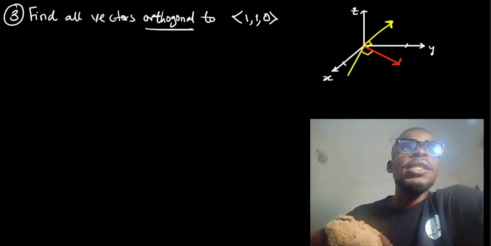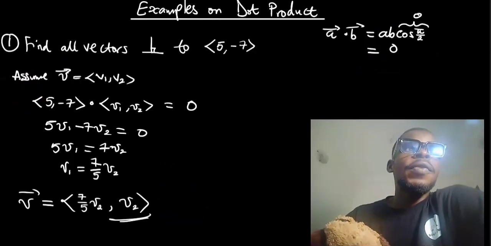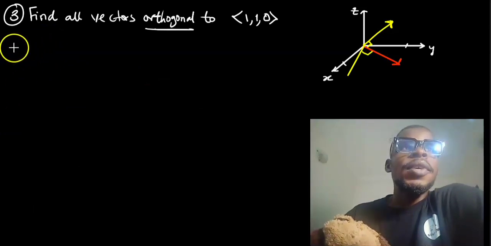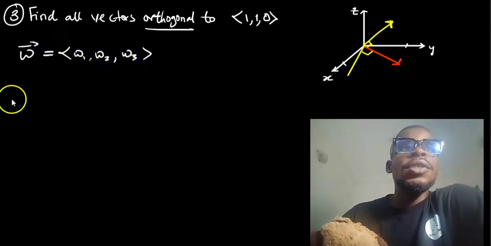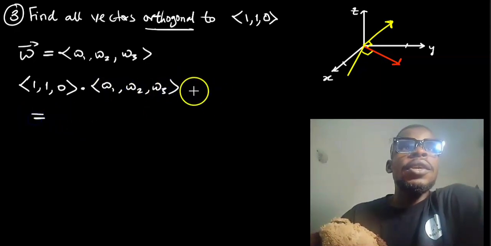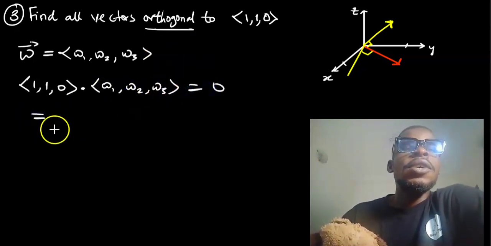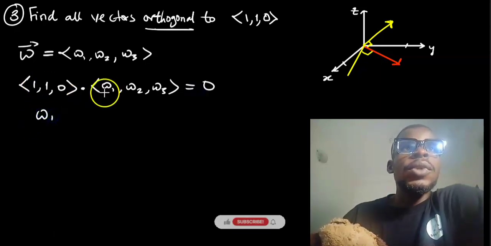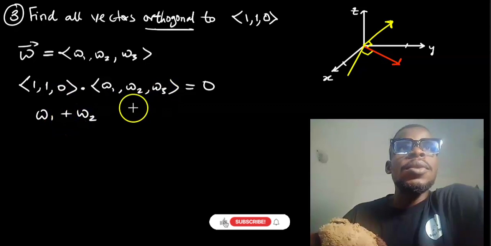Okay, so we'll just use the same approach we used for the first example, just that this is in R3. What we have to do is to assume the vector to be, let's think about the vector as w. It has those entries. So when we take the dot product, we say 1, 1, 0 dotted with a vector containing w1, w2, w3. We need this to be equal to 0 because we said orthogonal, right? So we'll get 1 times w1, plus 1 times w2, plus 0 times w3, and we equate that to 0.